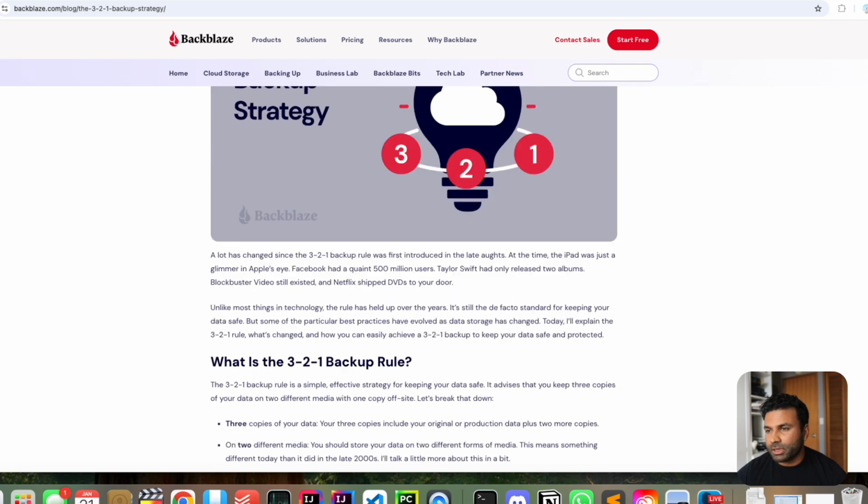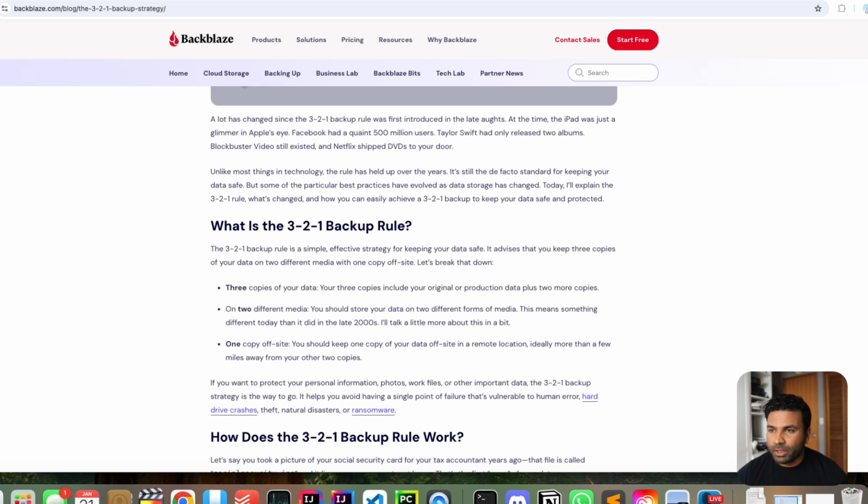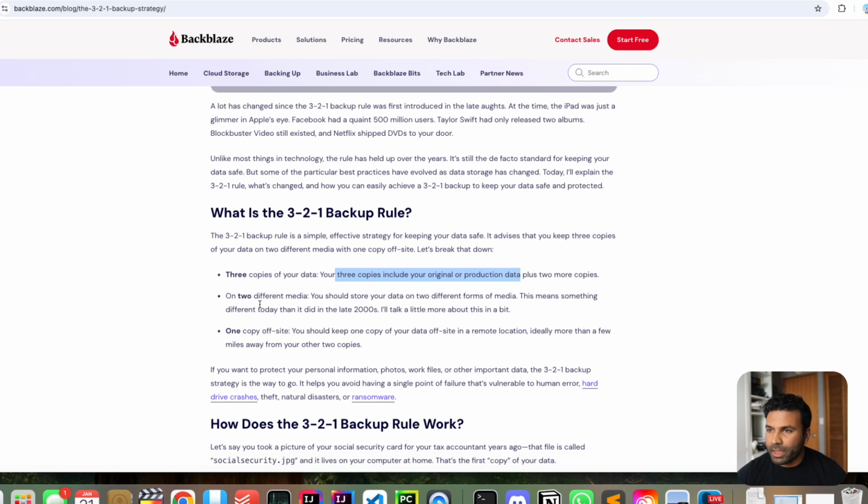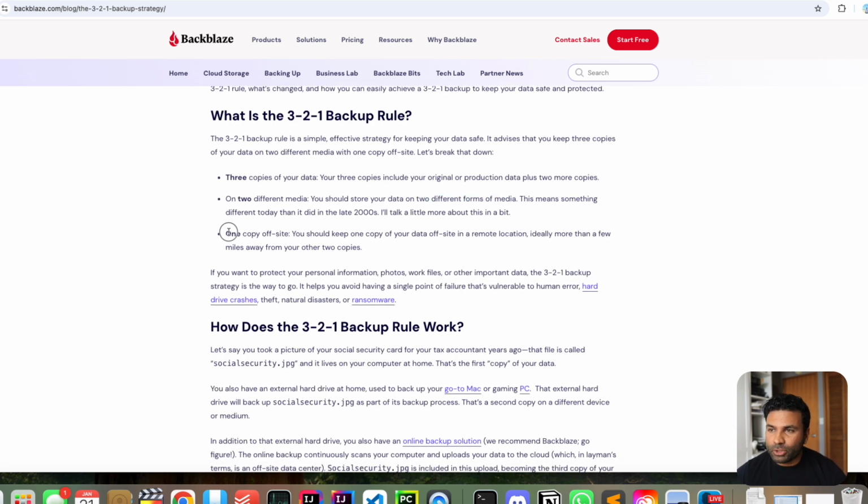So what is the 3-2-1 backup rule? Basically, you make 3 copies of your data. Your 3 copies include your original or production data plus 2 more copies, on 2 different media. You should store your data on 2 different forms of media, which means something different today than it did in the late 2000s. And then 1 copy offsite. You should keep 1 copy of your data in a remote location, ideally more than a few miles away from your 2 copies.